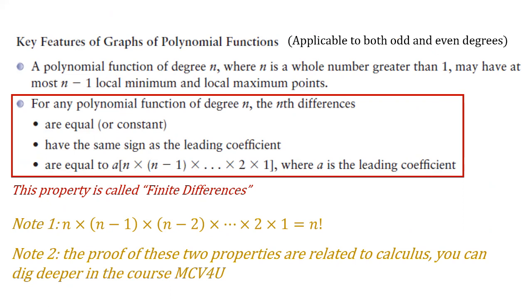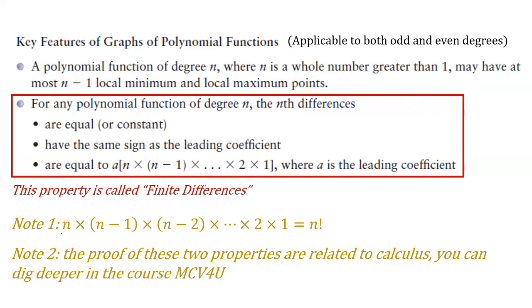So first, a polynomial function of degree n, where n is a whole number greater than 1, may have at most n-1 local minimum and local maximum points. For any polynomial function of degree n, the nth differences are equal or constant, have the same sign as the leading coefficient, and are equal to a times n times n minus 1 all the way down to 1, where a is the leading coefficient. Okay, this is another important feature of the graphs of polynomial functions.